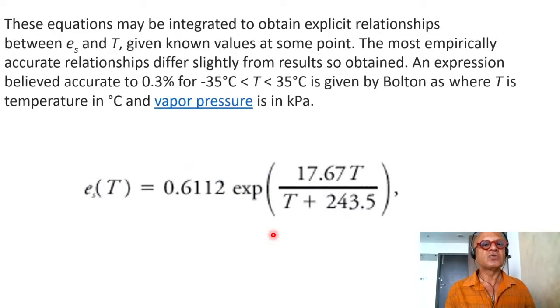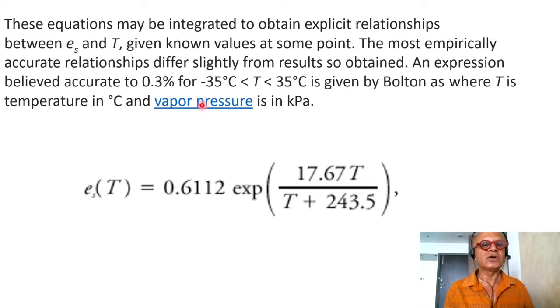Okay, so these equations may be integrated to obtain relationships between saturation vapor pressure and temperature given known values at any point. The most empirically accurate relationships differ slightly from results so obtained. So because of these nonlinearities, we want to have a simpler relation that will give us an estimate of the saturation vapor pressure when the temperature changes.